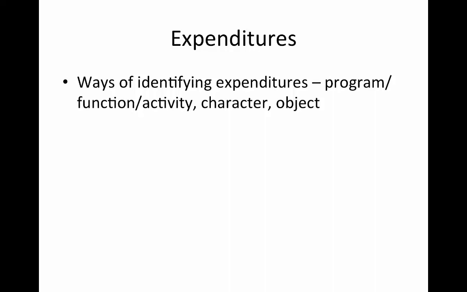Also, expenditures when they're reported by character, expenditures when they're reported by object. So if you saw a list of expenditure items, you would be able to say, okay, that one is by program, that one's by object, and so on.